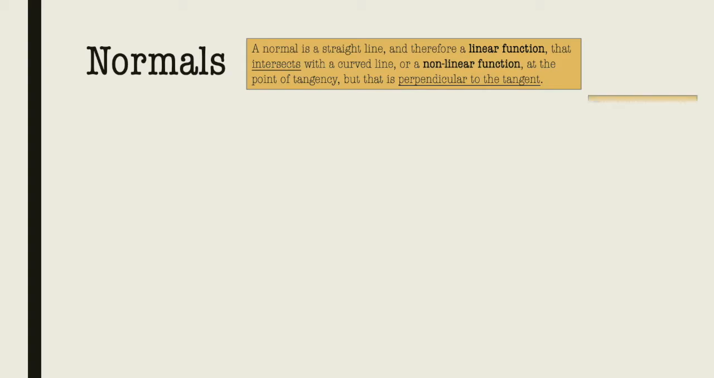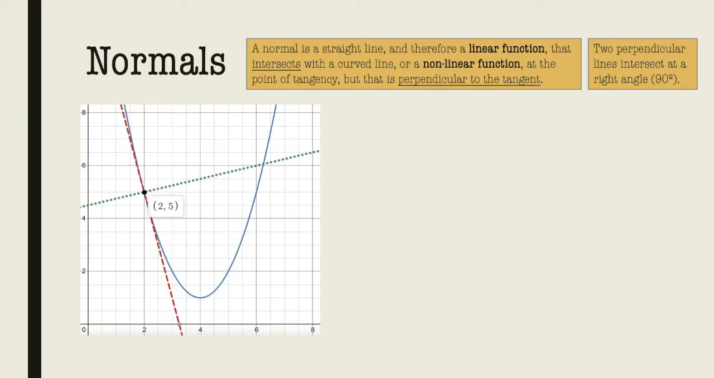For those unaware, perpendicular means there is a right angle, so a 90 degree angle, between the two lines in question. Here is what it would appear like on a graph. The red line is the tangent, and we can see how the green line intersects with it and the blue line at the point of tangency, (2, 5). Additionally, you may notice how the red and green lines are perpendicular.